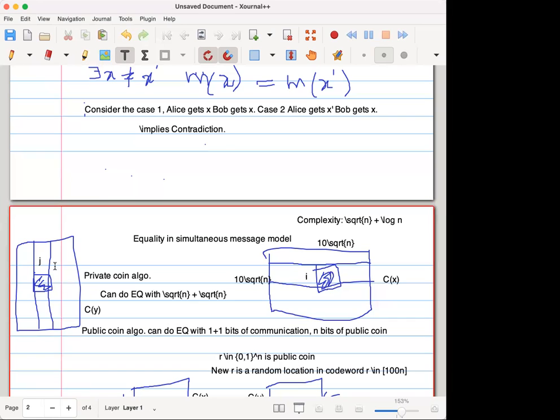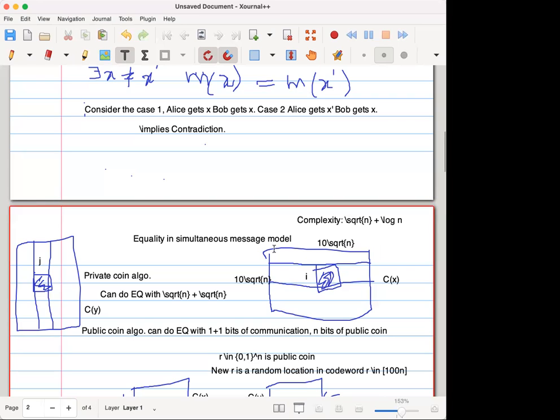And now Alice's strategy is the following. Alice chooses a random row index I, and she will send to the referee the index I and the entire contents of the row I. So what is the complexity? From Alice to the referee, she sends a random index I, which is log n bits, and the entire contents of the ith row, which is 10 times square root n bits. Bob chooses a random column j and sends to the referee the index j and the entire contents of the jth column. So same complexity, log n plus square root n.